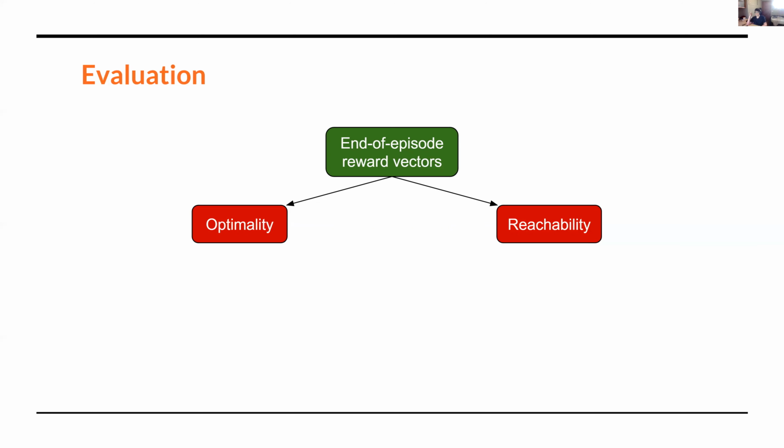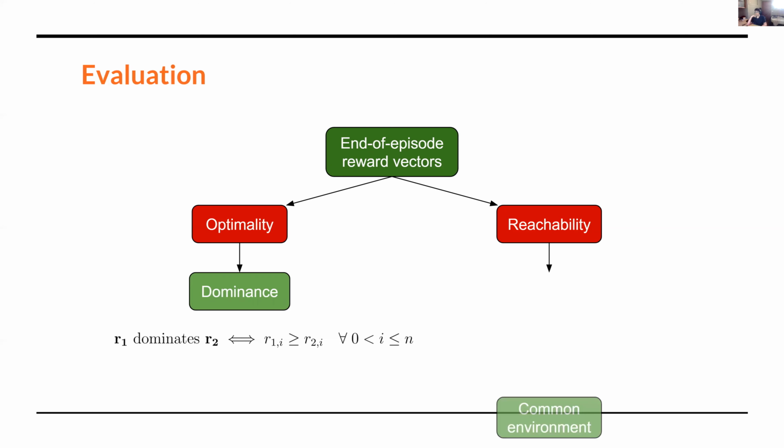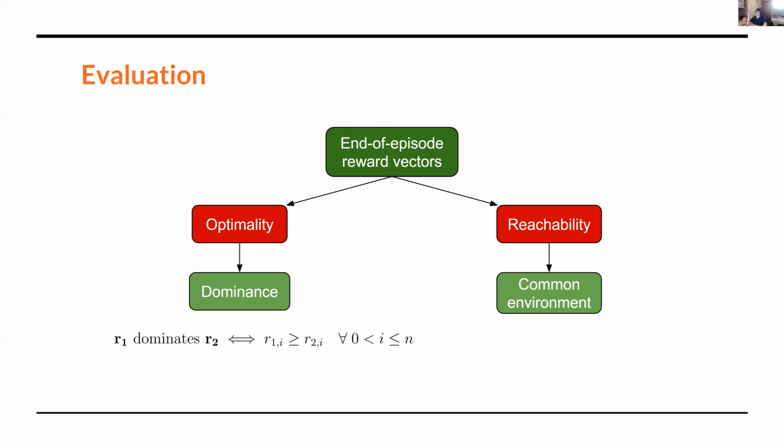And so the way we deal with these 2 problems, well, for optimality, we drop it and we instead refer to dominance. So the concept of dominance is something you might already be familiar with. It's just the partial ordering on R^n. And for reachability, what we do is we use a common environment.